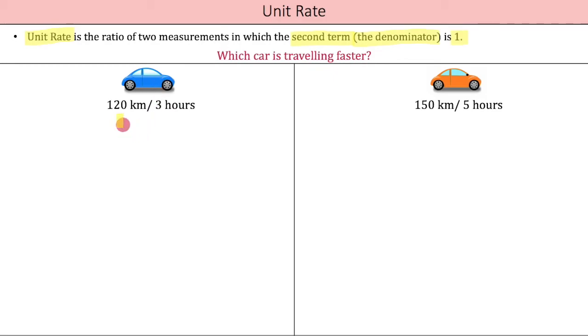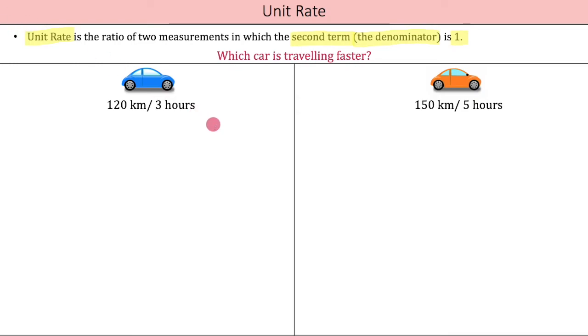Our blue car is going 120 kilometers every 3 hours, while our orange car is traveling 150 kilometers every 5 hours. Now, at the moment, it's hard to figure out which one's going faster. But by figuring out what our unit rate is, we can easily find which one's going faster. So that means we're going to find the unit rate, which is when our second term is 1. So instead of dealing with 3 hours, we're going to find out how far it's traveling in 1 hour. So too for this one.